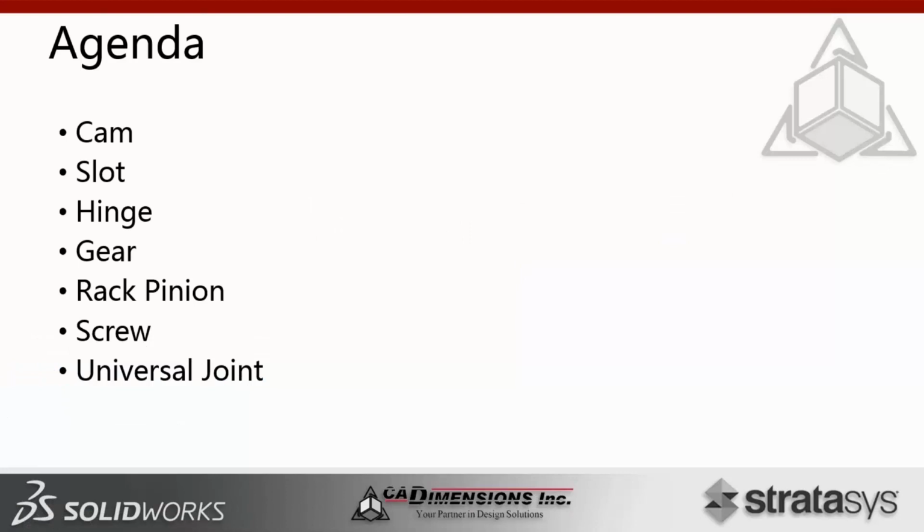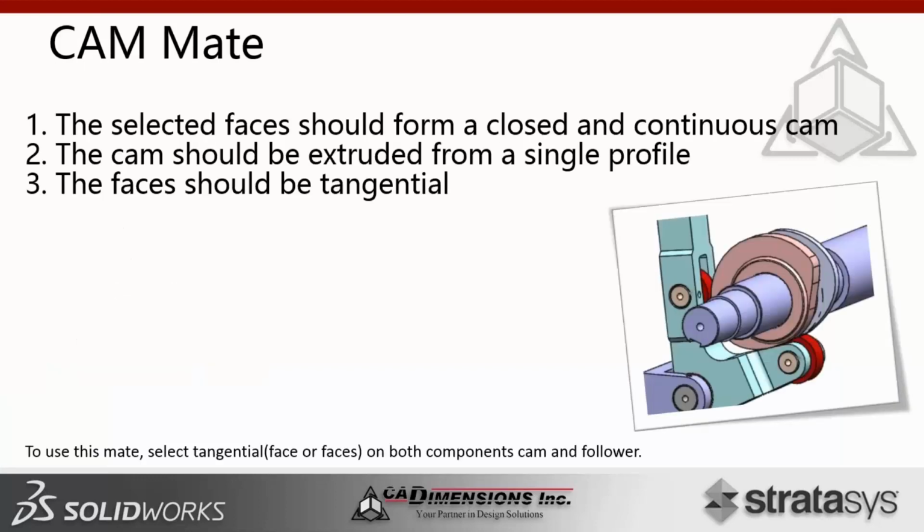Our agenda is this. We've got 7 mechanical mates that are included in the mate section of SOLIDWORKS. I'm going to go through each of them, cover the ins and outs, one by one. So let's go ahead and get started. The first mechanical mate that we are going to talk about is the cam mate.